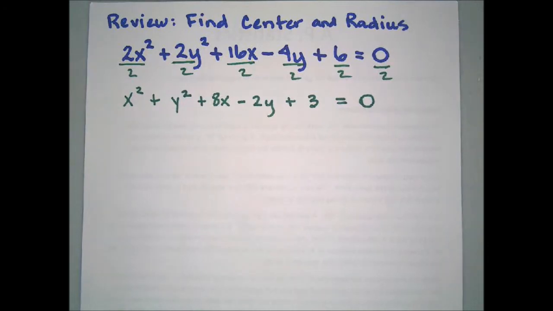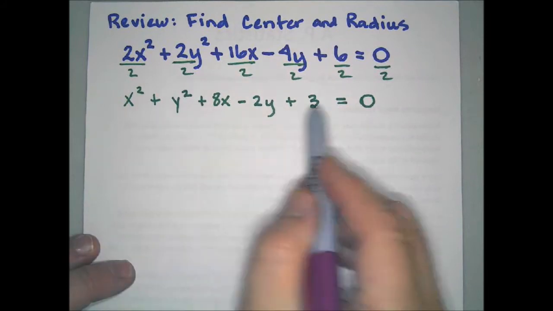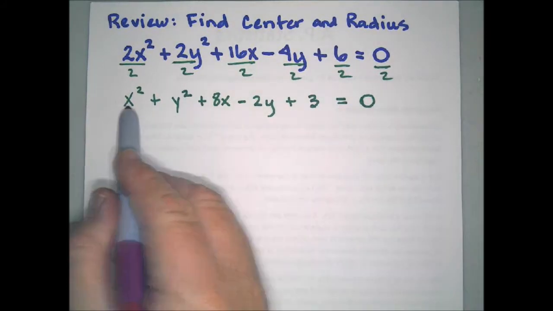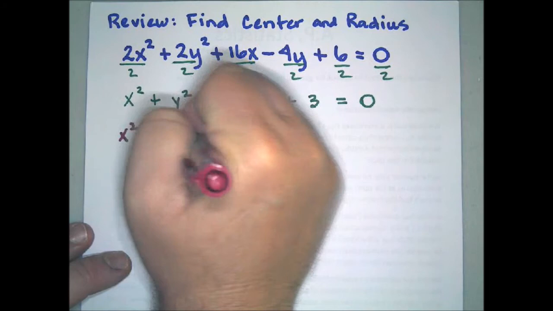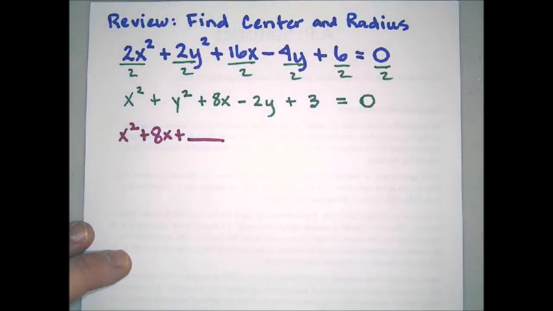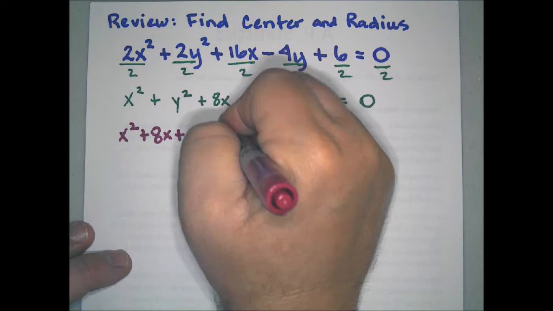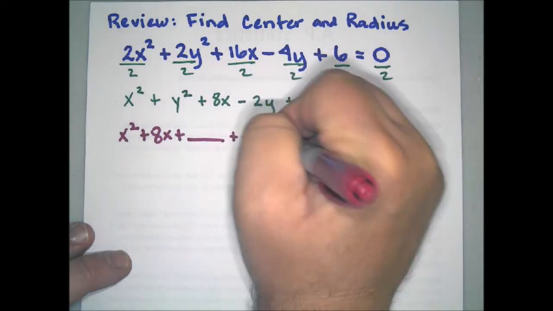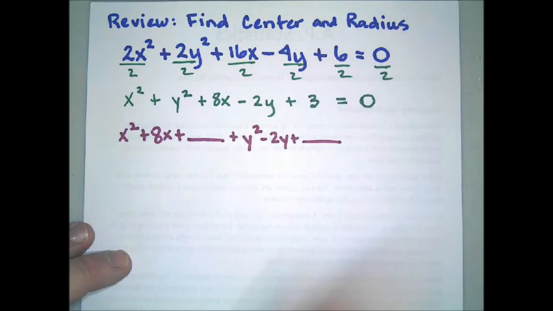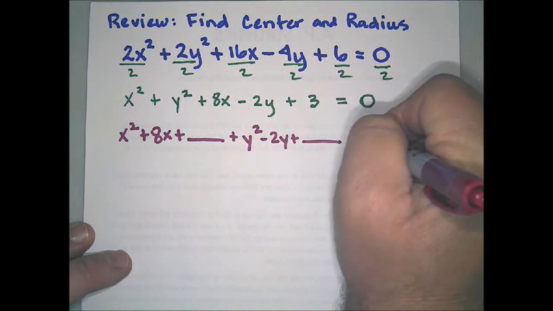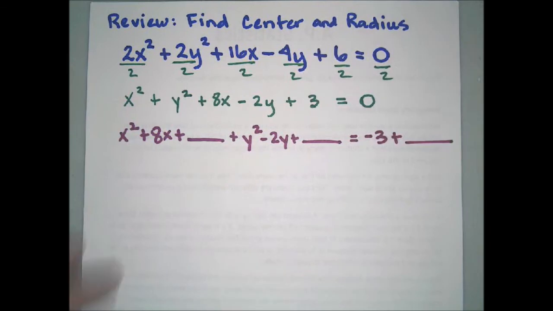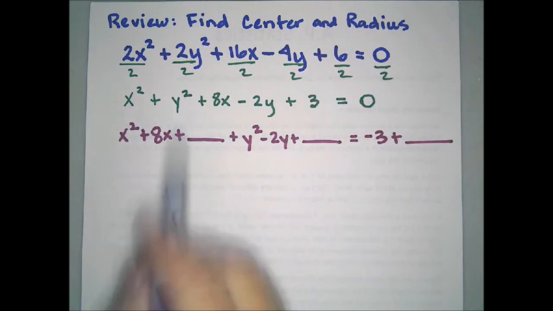Now I'm going to do what I've done before. I'm going to group the x's together, and I'm going to get that 3 over to the other side. So it would be x squared plus 8x, and then I'm going to leave room for that third term that completes the square. And I'm going to put plus y squared minus 2y, and same thing. I'm going to have that third number that completes the trinomial for the y's, and then I'm going to start with negative 3 on that side, but I know I have to add the sum of those two numbers.